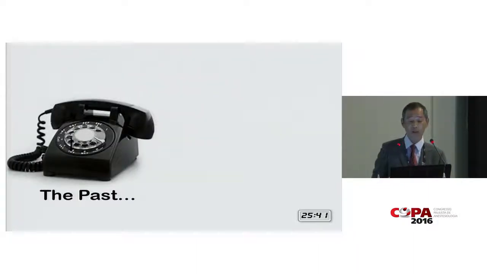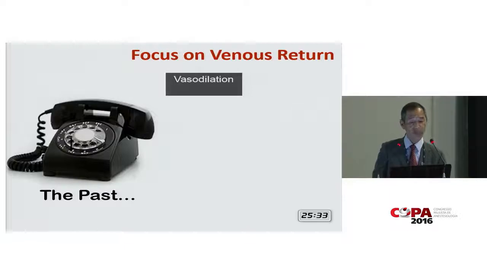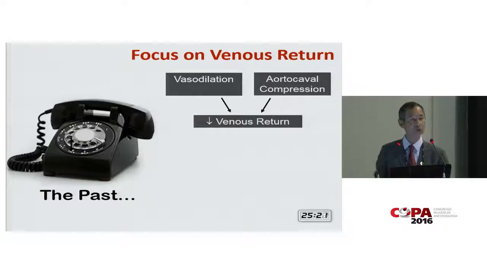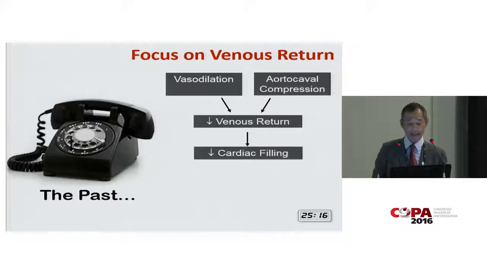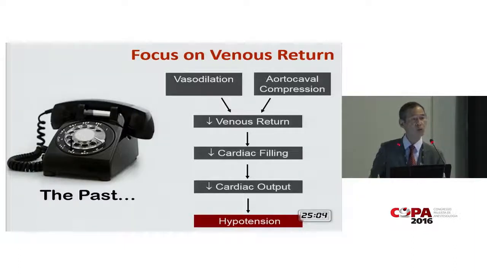Now, in the past, the focus really was mainly on the effects of our spinal on venous return. It was thought that vasodilation occurs from our spinal, which then combines with the effects of aortocaval compression, and this then leads to a decrease in the venous return. Now, this decrease in venous return results in a decrease in the cardiac filling, which results then in a decrease in cardiac output. And in the past, this was thought to be the main contributor to the hypotension that is seen.